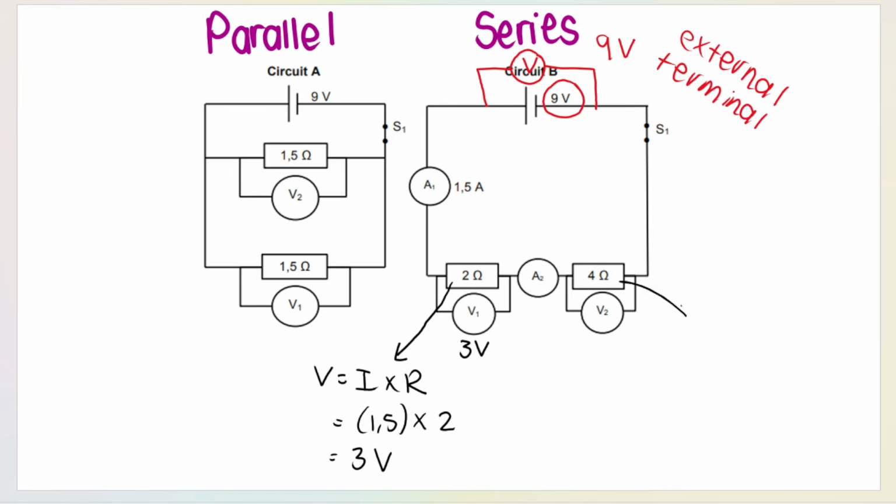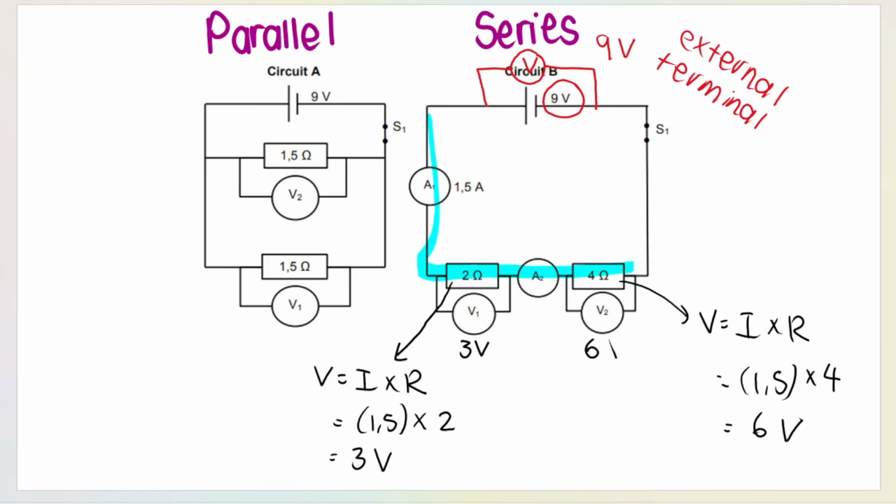If I had to do a similar calculation, but for this resistor over here, it will be V equals I times R. Current, once more, is 1.5. Remember, the total current, 1.5, flows through both of these resistors, times the resistance over here is 4. And 1.5 times 4 is 6 volts. So this voltmeter over here will read 6 volts.